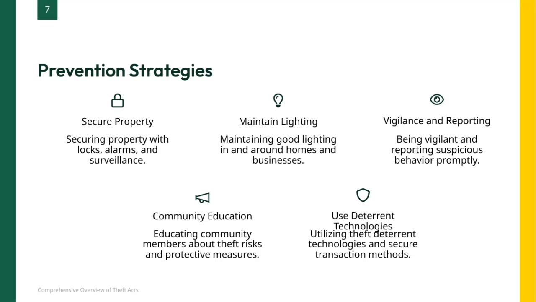To effectively prevent theft, there are several key strategies to keep in mind. First, securing property is essential. This means using sturdy locks, installing alarms, and setting up surveillance systems to deter potential thieves. Next, maintaining good lighting both inside and outside homes and businesses is crucial, as well-lit areas reduce opportunities for criminal activity. Staying vigilant and promptly reporting any suspicious behavior helps authorities act quickly and prevent incidents.